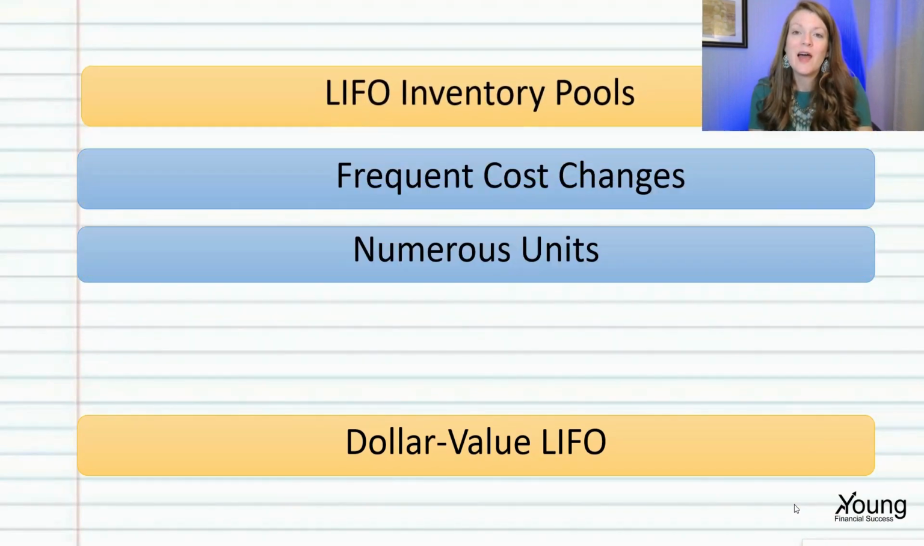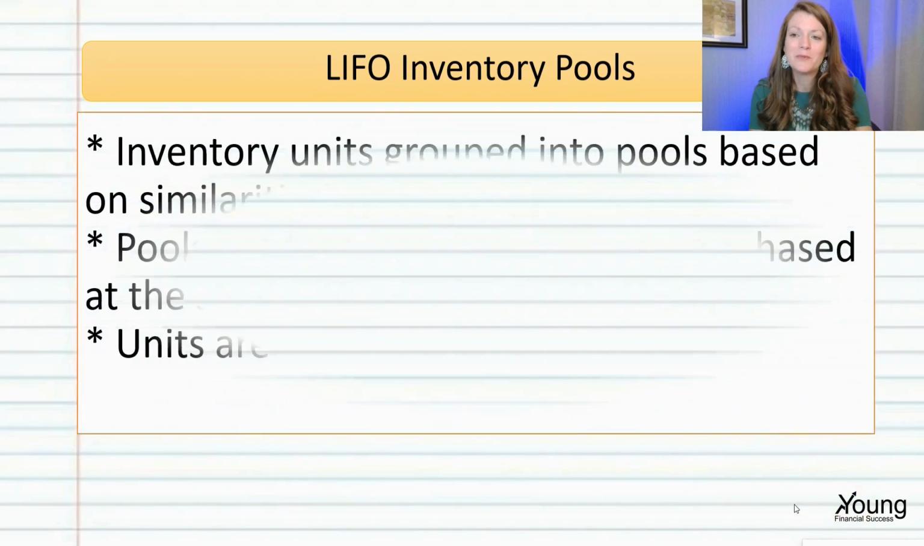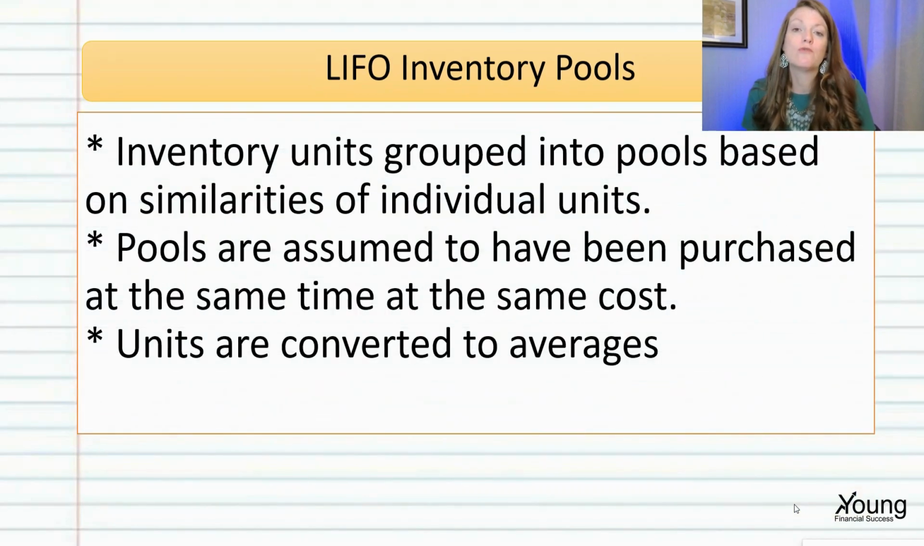So we're going to start out with those LIFO inventory pools. Inventory units grouped into pools based on similarities of individual units is what we're talking about here. So we are going to pull together all of those units that are very similar. Maybe it has to do with grouping together soap or grouping together different electronics or different towels or whatever it may be. Pools are assumed to have been purchased at the same time and at the same cost. Units are converted to averages.